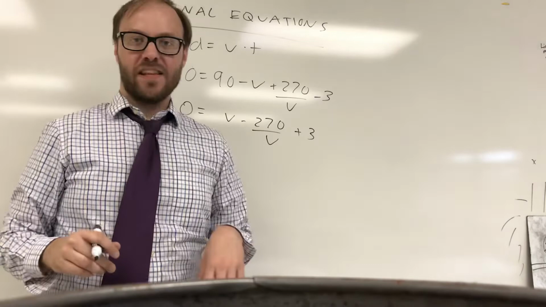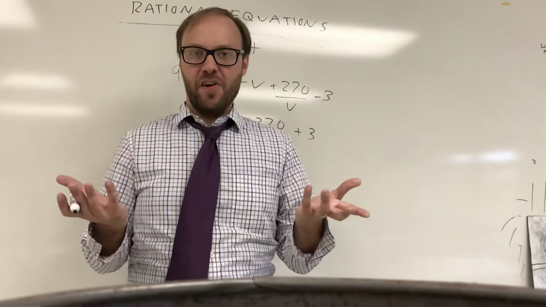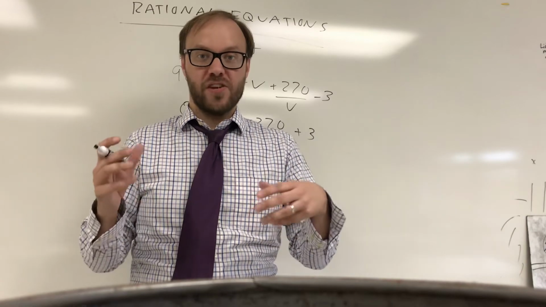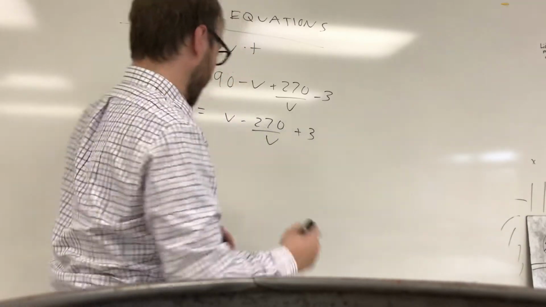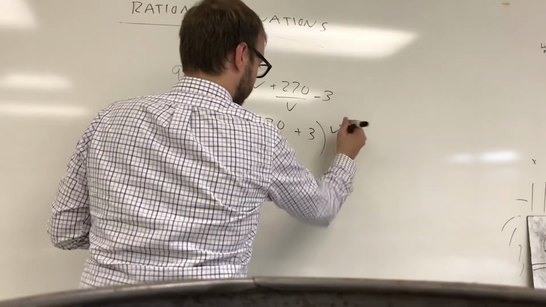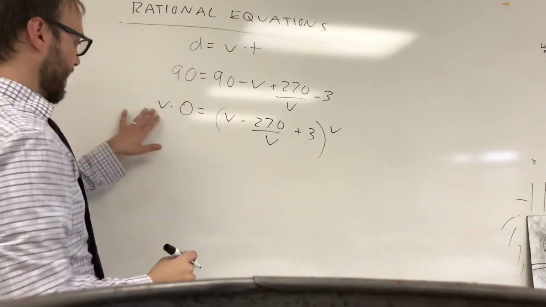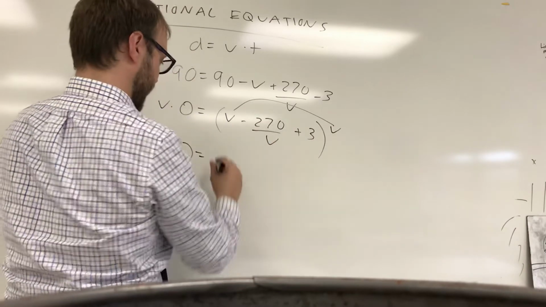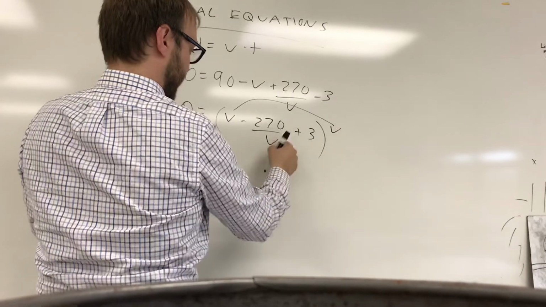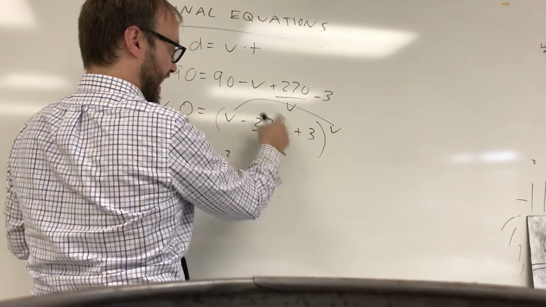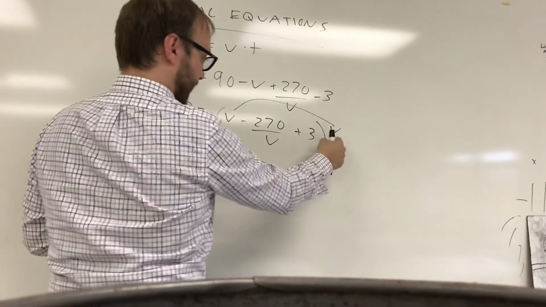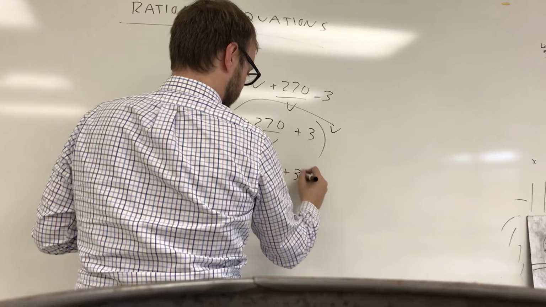Some of you might have looked at this and just said, I don't want to have a variable in the denominator. And so another approach here is just to multiply both sides of the equation by that common denominator. You can multiply this side by v, and of course when you multiply this side by v, it's just going to stay 0. And so what's going to happen here is v times v is v squared. V times negative 270 over v would be negative 270v over v, which is just going to simplify to negative 270. And then 3 times v gives you 3v.